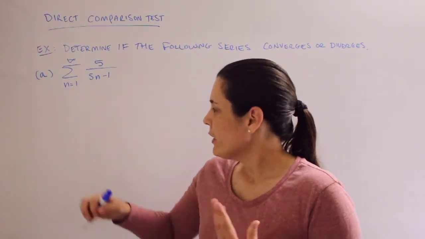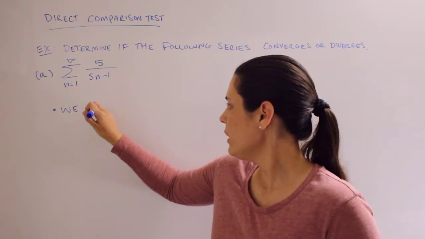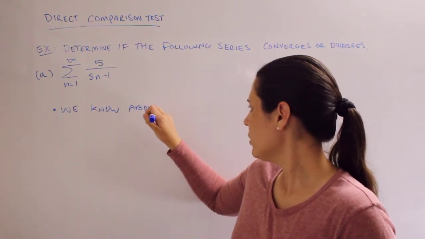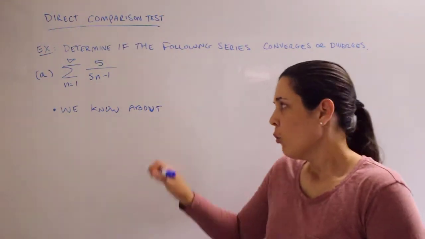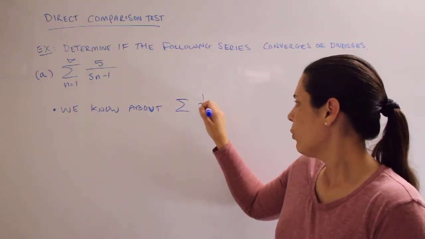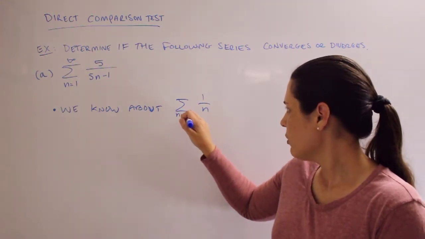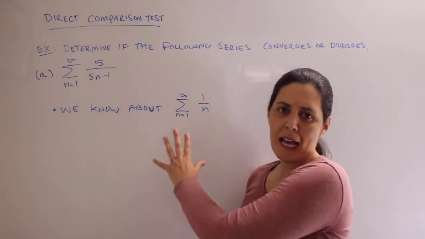Let's think about a series that we do know about, because that's the one we're going to compare to. Here's how and why I'm going to pick the one I'm going to pick. We know about the series 1 over n. It's the sum of 1 over n, n goes from 1 to infinity. Now, why would I mention that one?